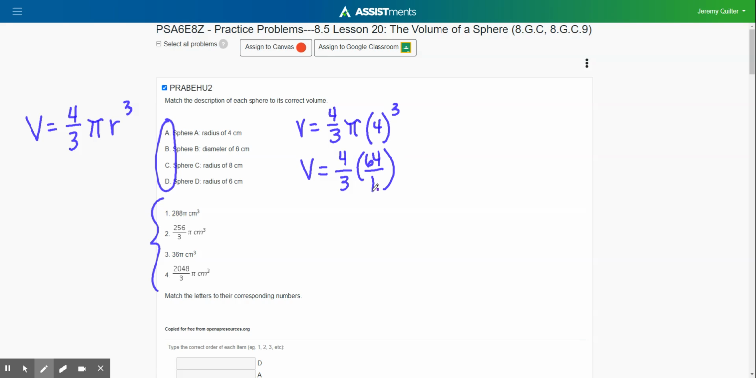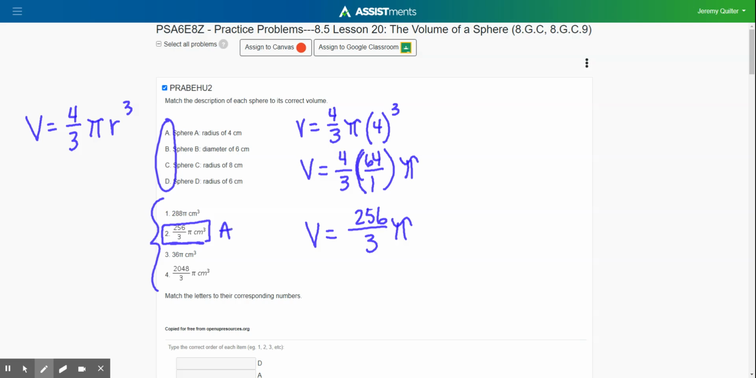I like to have my fractions, when I'm multiplying fractions, a fraction times a fraction. You may not have that same preference, that's okay, it's up to you. By the time I simplify this, 4 times 64 is 256. 3 times 1 is 3 times pi. Now I may consider going ahead and dividing that, but what I noticed is number 2 has that exact same value right there. So I know number 2 is sphere A.